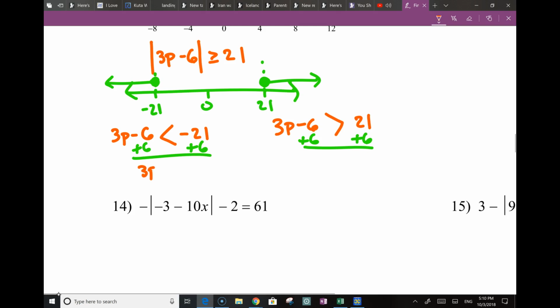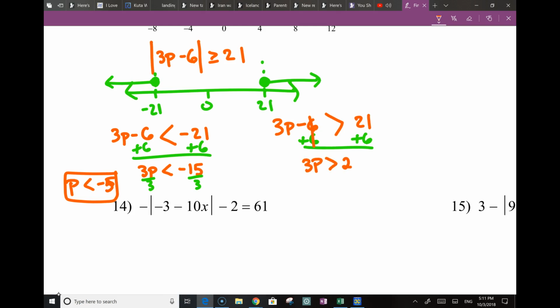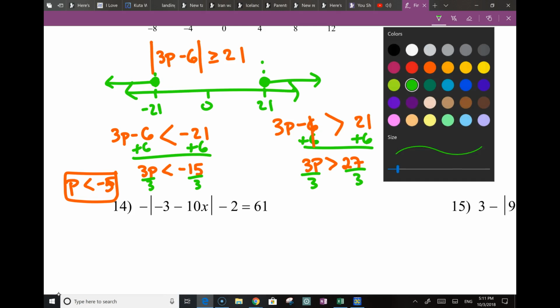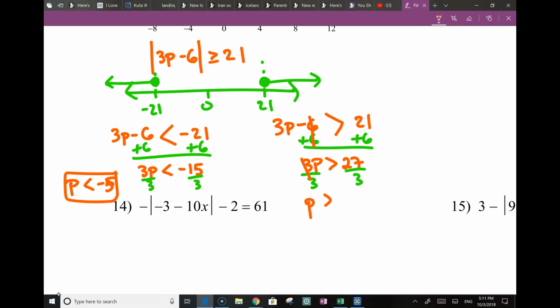What I get is 3p is less than negative 15. I then divide by 3, and my first answer becomes p is less than negative 5. Okay, p is less than negative 5. And I'll show you what to do with that after I'm done with the right side. On the right side, I get 3p is greater than 27. And then dividing both sides by 3, what I get is p is greater than 9.